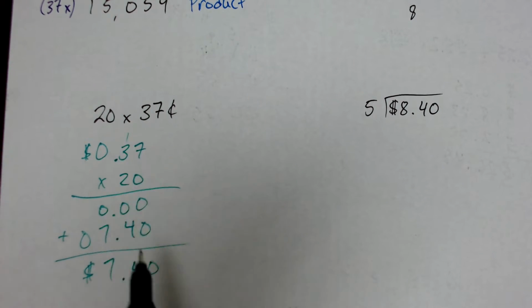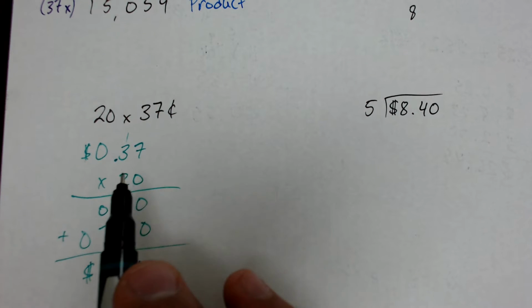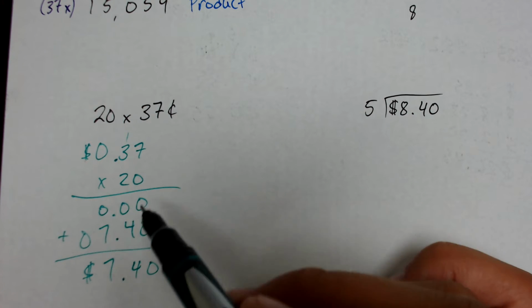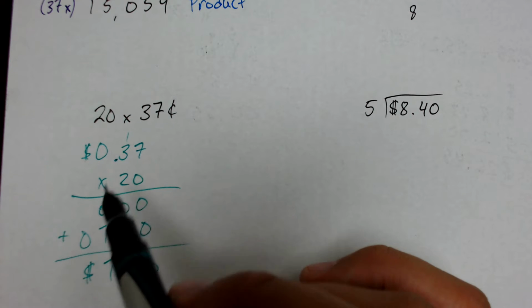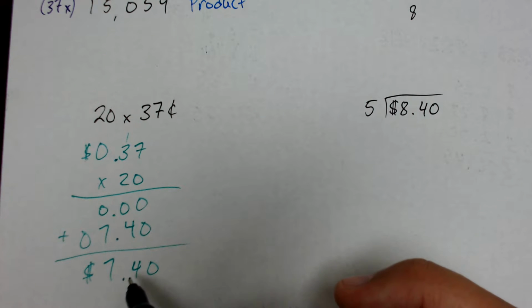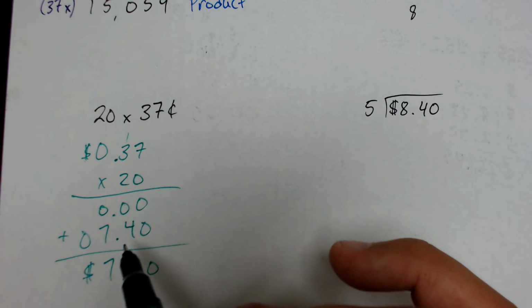So that's how we do the multiplication algorithm with money. We place the decimal point and then we drag it down to our answers, and then we add it up to our final product and make sure that it has the decimal spot in the same column.